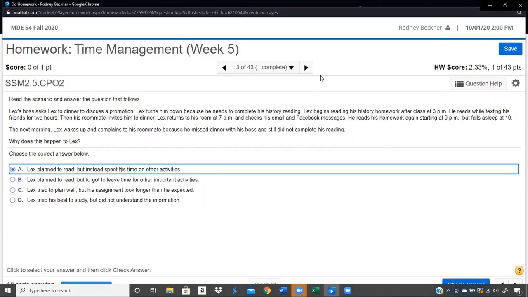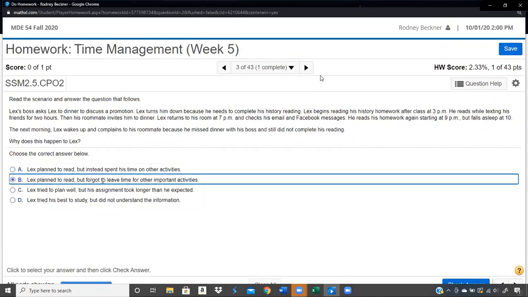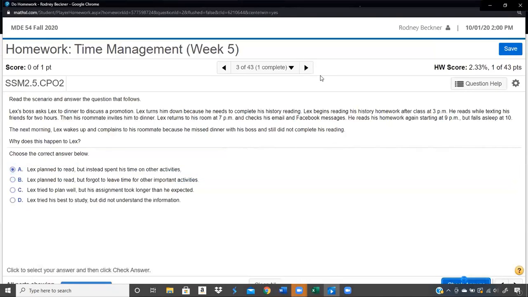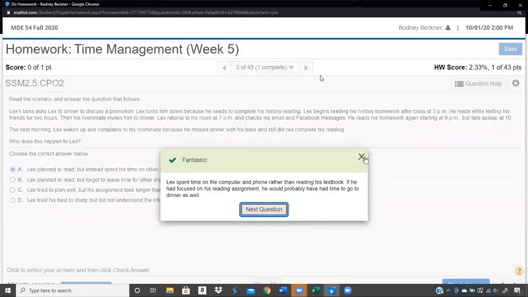Lex planned to read, but instead spent his time on other activities. That seems to be in there. Lex planned to read, but forgot to leave time for other important activities. Now, you might say he forgot to leave time for other activities, but the word important is in there. Checking email, Facebook messages, texting, I wouldn't document them under important unless it's your work email, student email, and you've got this big back and forth going on or something. I don't know. So my vote's A. We get it right.